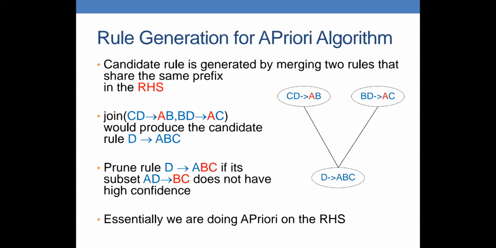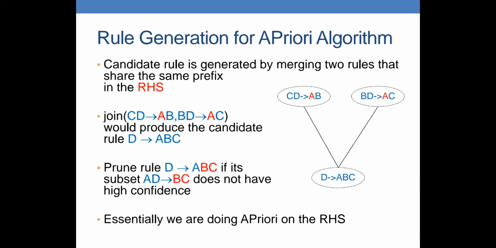Now the rule generation for the Apriori algorithm. Based on this, you generate the rules. A candidate rule is generated by merging two rules that share the same prefix in the RHS.